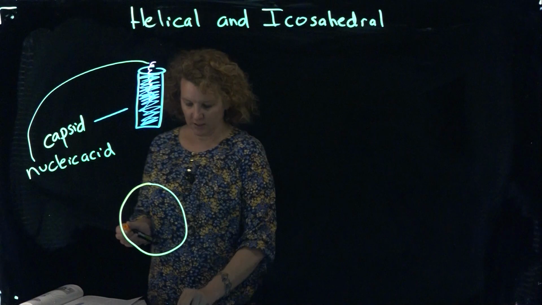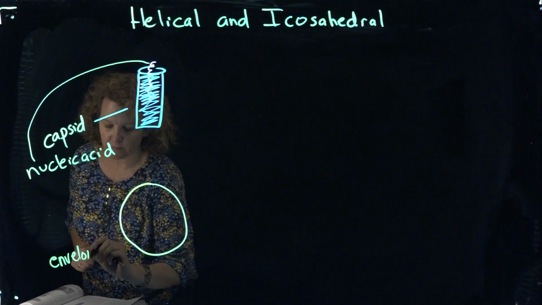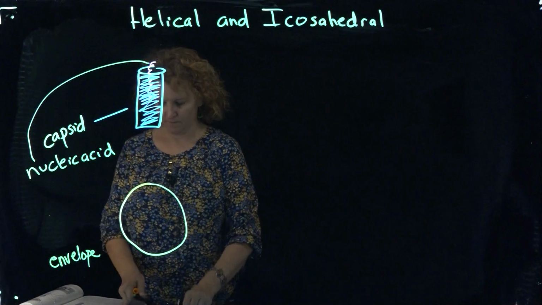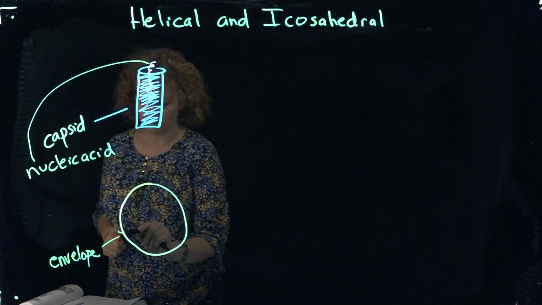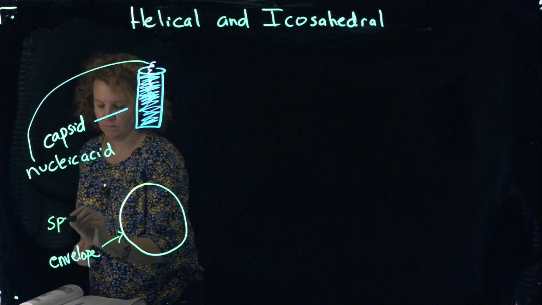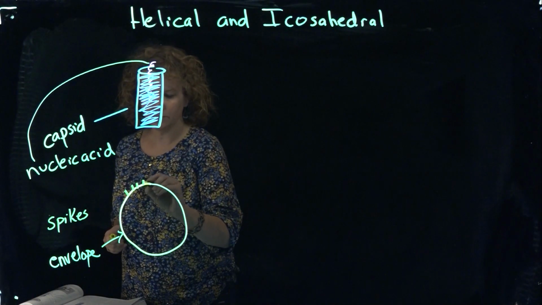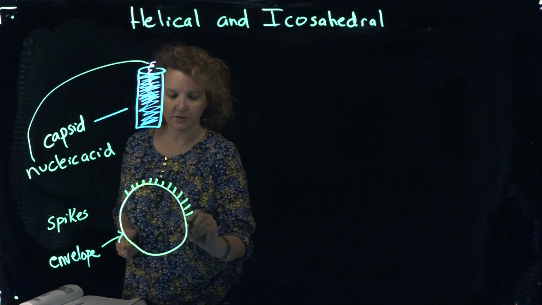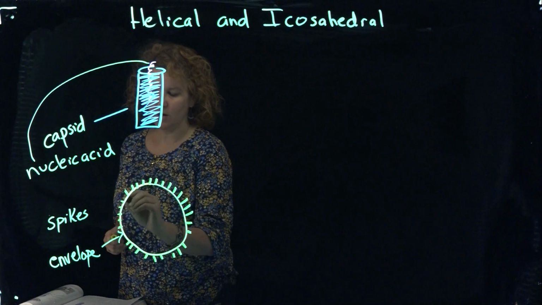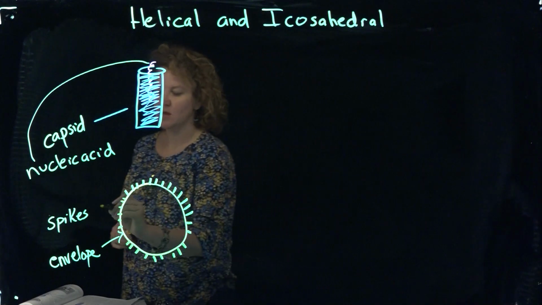And on the outside, you'll have an envelope, and then I want to identify those same structures again. You very often have spikes as well on the outside. And spikes appear as these little projections. Those are extremely important for binding and attachment to the host cell. All viruses would have some sort of three-dimensional structure for binding. They just may or may not have these specific spike projections.